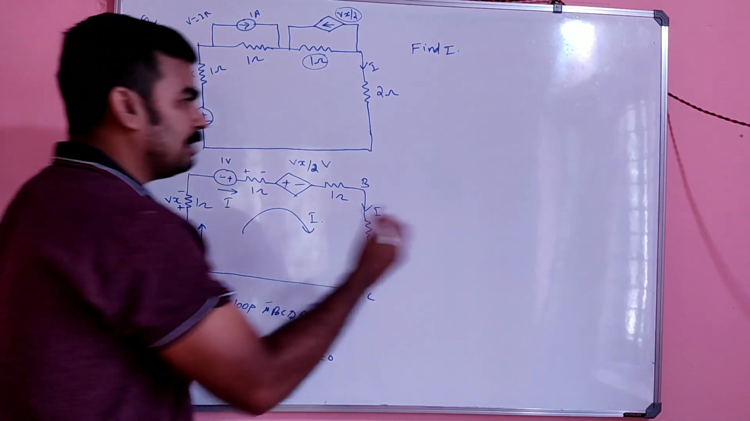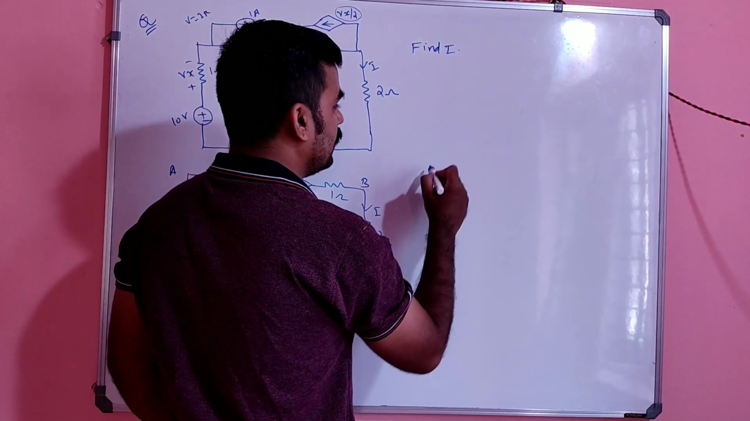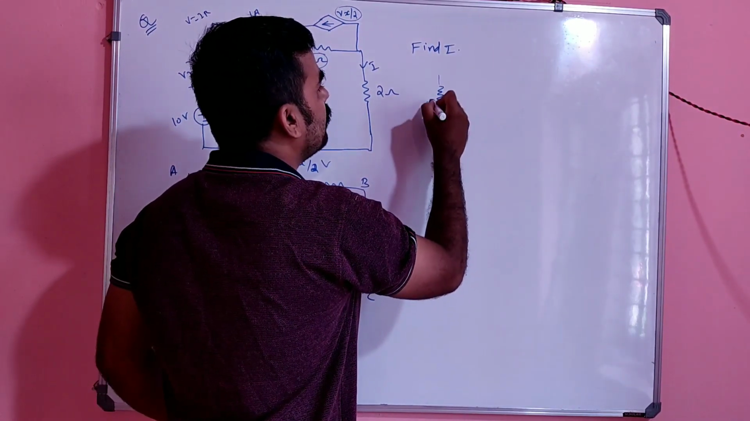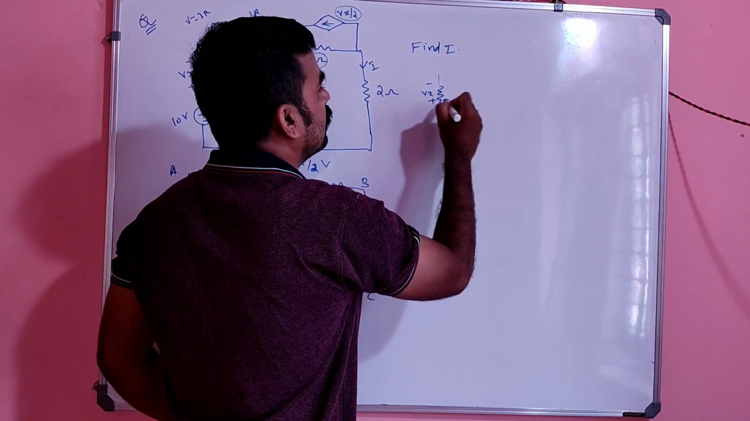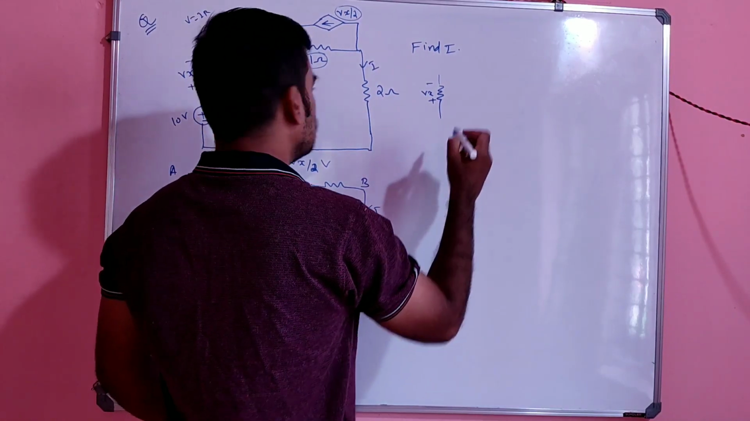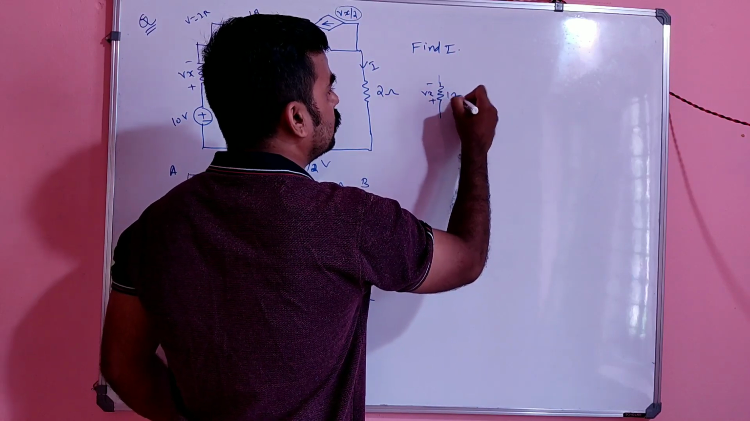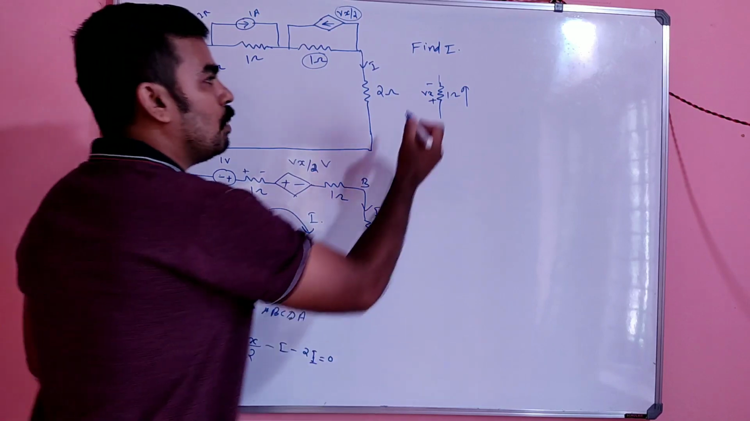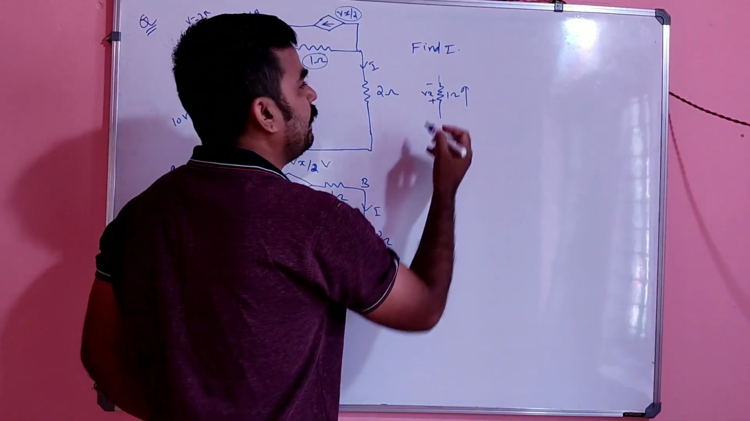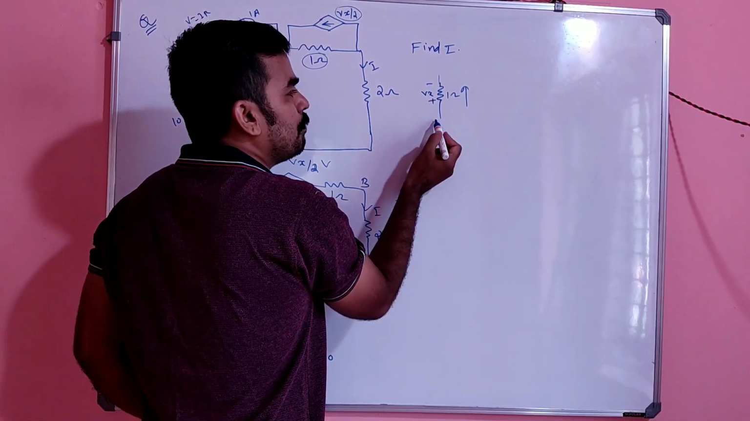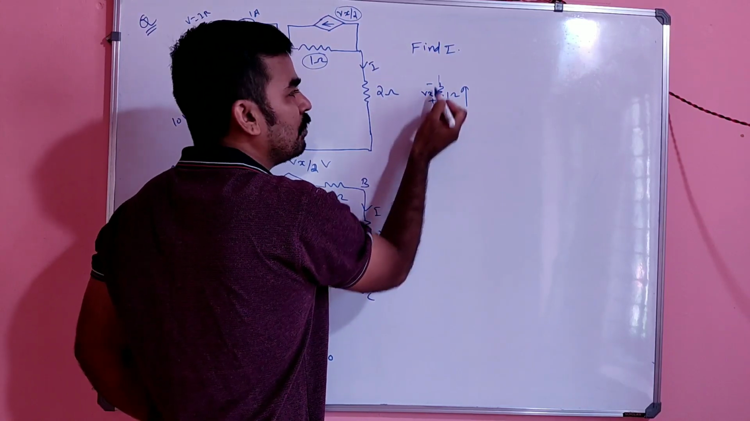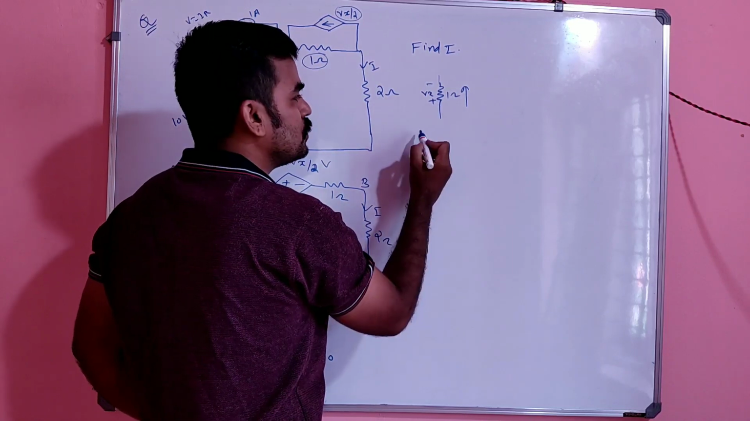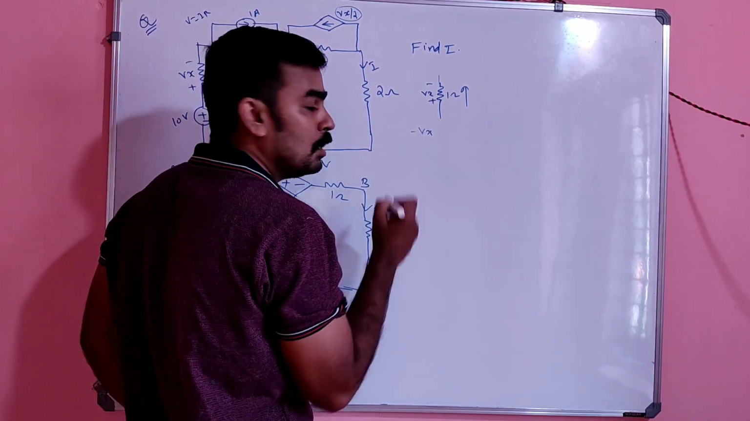Vx is nothing but, let's elaborate this. 1 ohm. The current is flowing like this. So what will be the value of Vx now? Let's see. Vx means when I am moving from here to here, there is a drop in potential. So plus to minus, there will be a drop in potential. So I can write it as minus Vx.